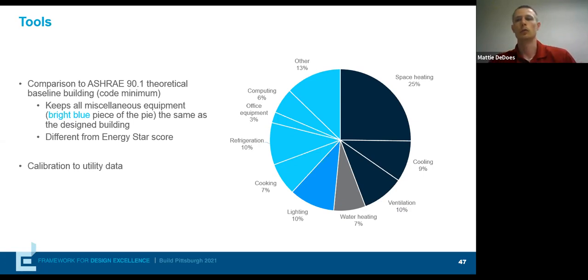And then the other tool we use in post-occupancy is calibration, where we can fine-tune the occupancy and the weather data of what actually happened to our model.